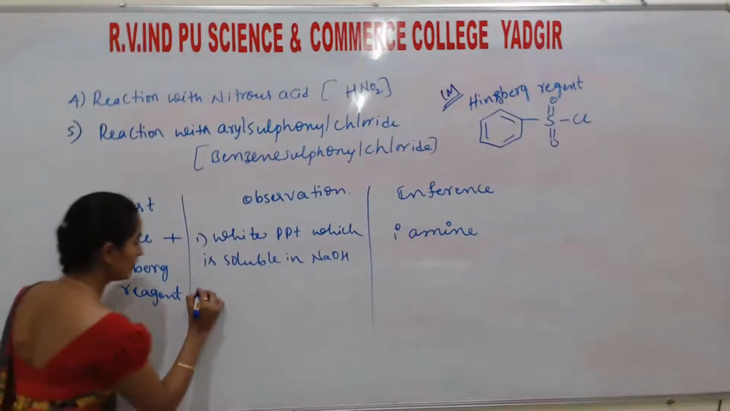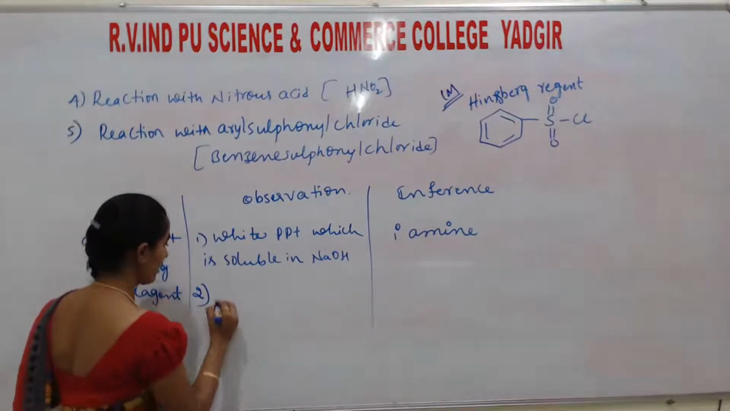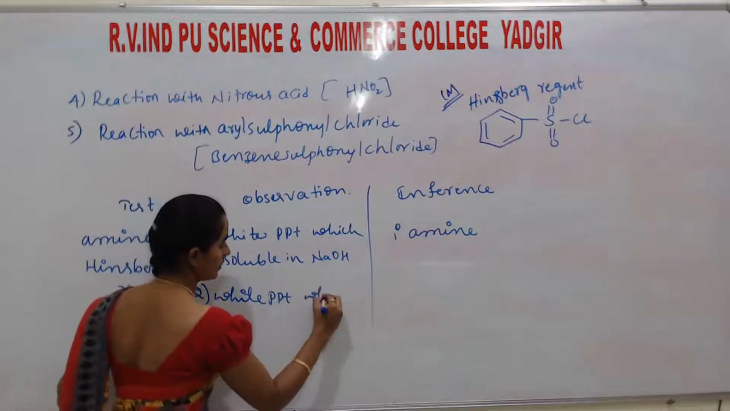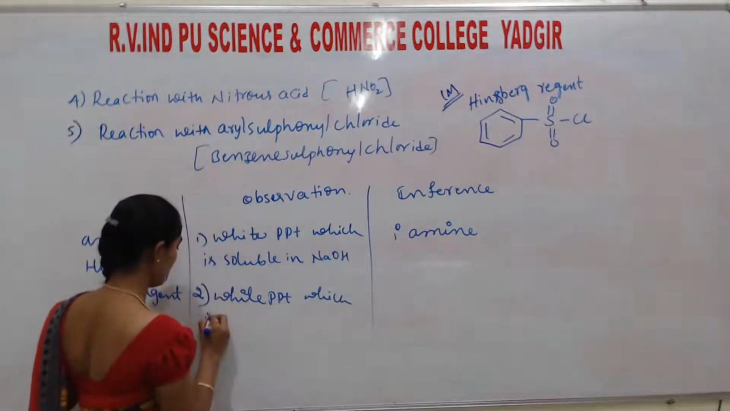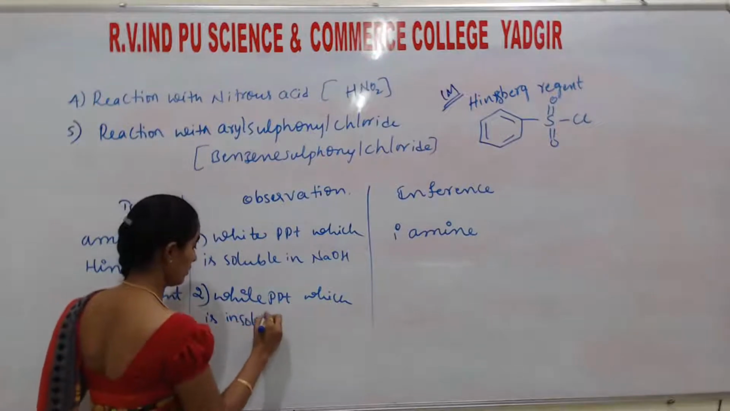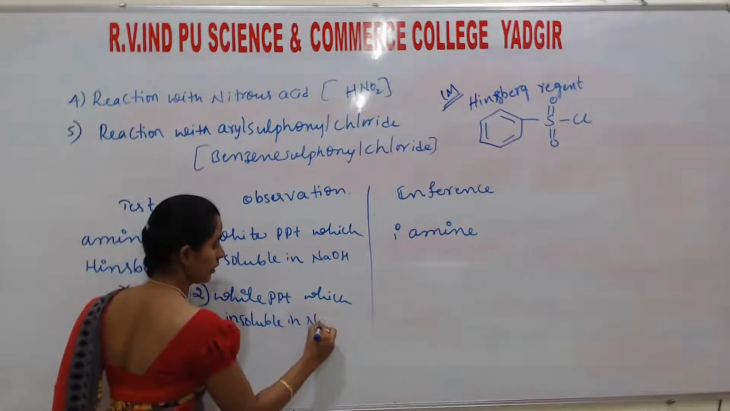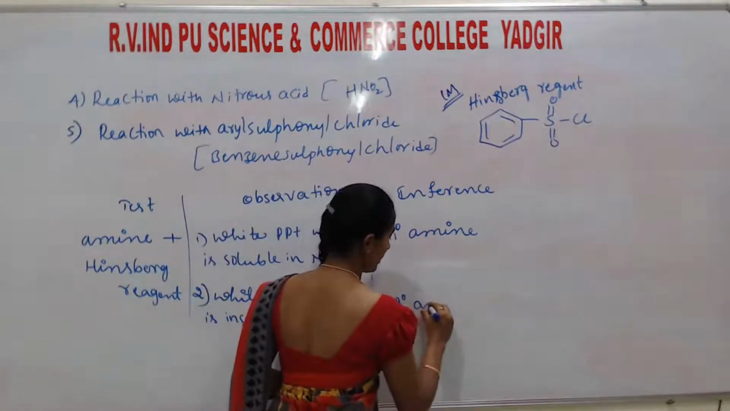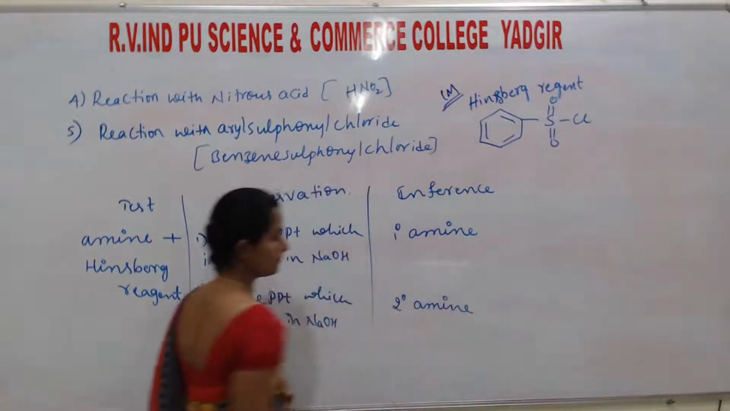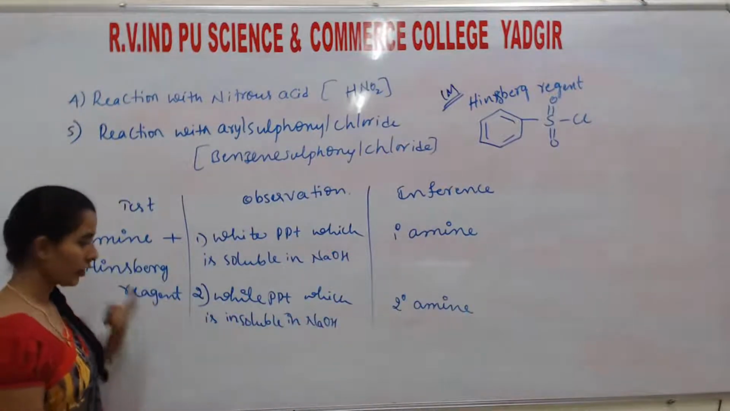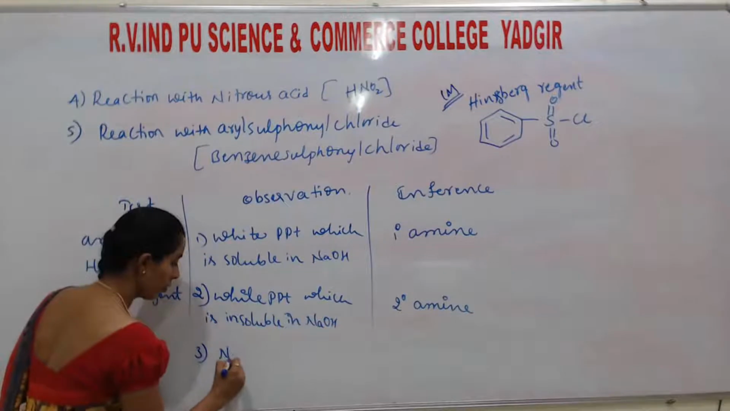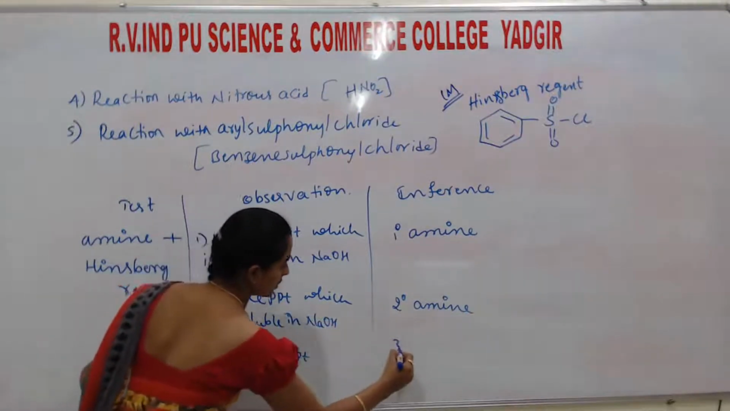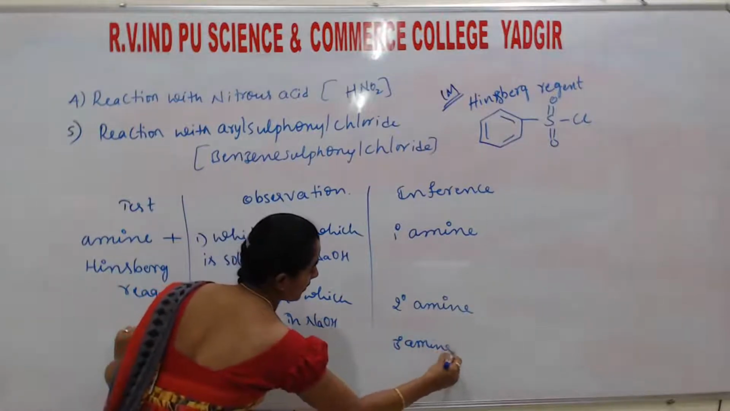Okay. Next, second, white precipitate which is insoluble in NaOH. That means secondary amine. Okay. Third one, no white precipitate, then it is tertiary amine.